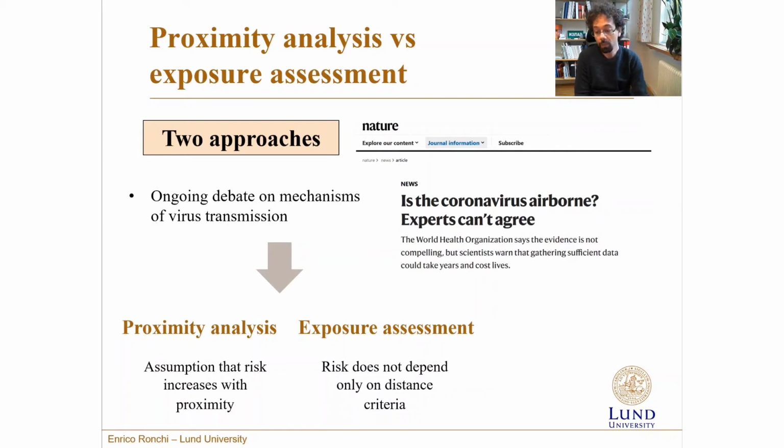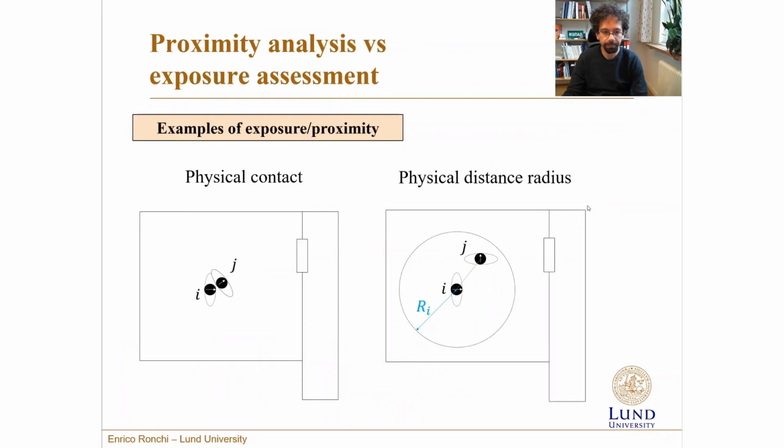So we move here to a more general concept of exposure assessment. So risk does not depend necessarily only on distance criteria, but it can depend on different things, like, for instance, the configuration of the building and the ventilation in the building and so on. So I am more keen towards using exposure assessment rather than proximity analysis, because it is a more general way to deal with the problem, at least until we don't have the certainty on the mechanisms for virus transmission.